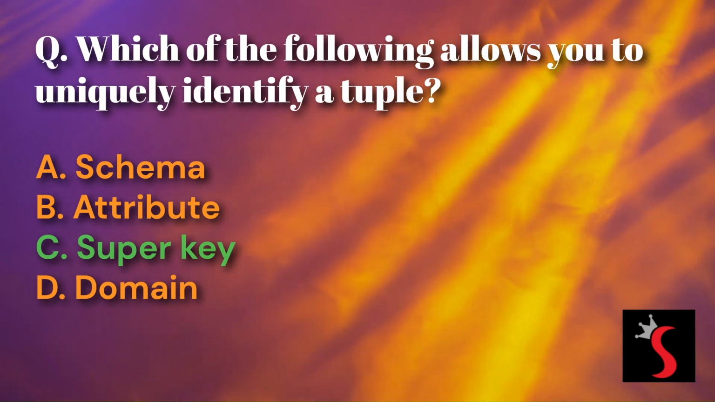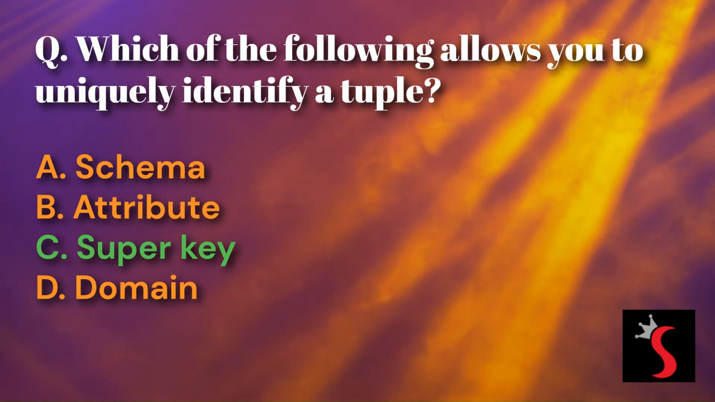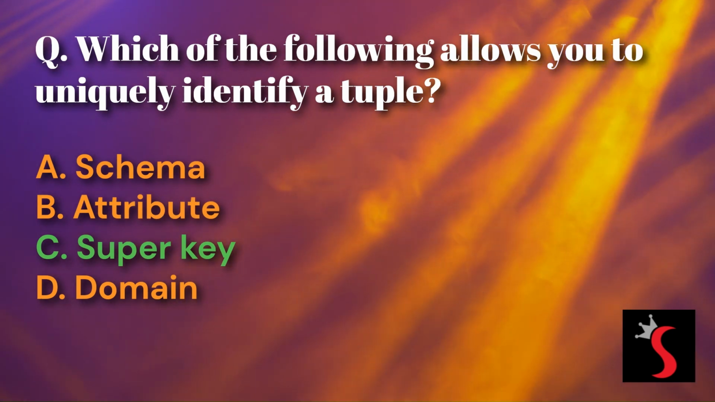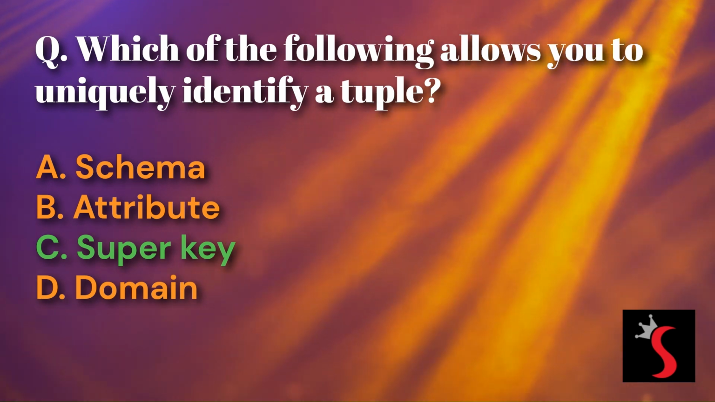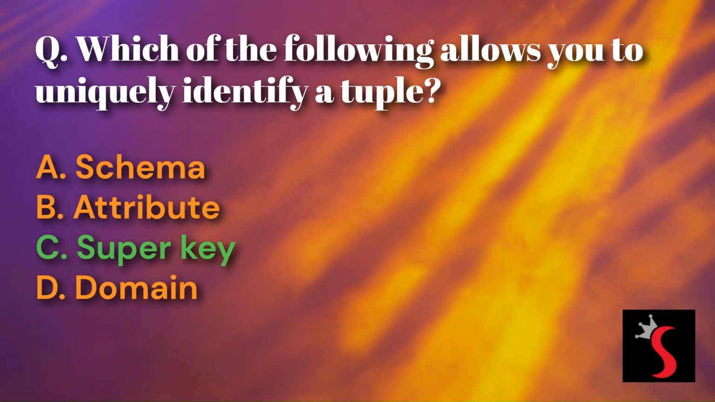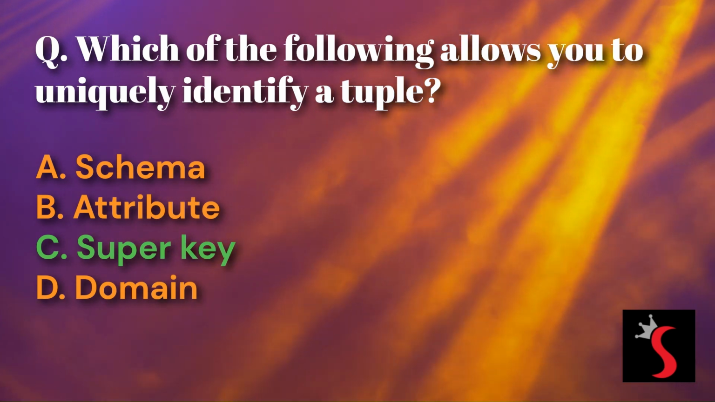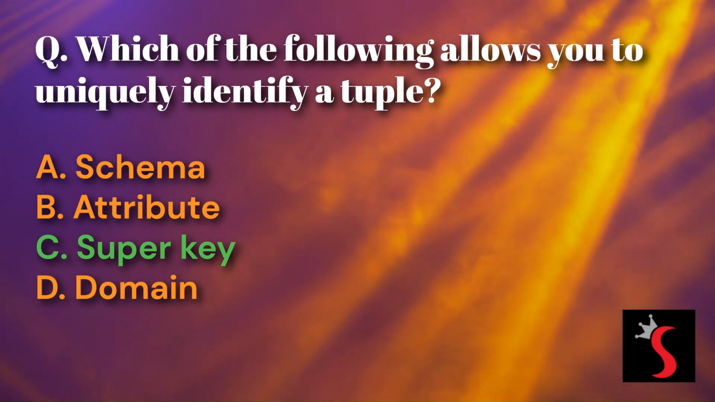Superkey. A primary key is a set of attributes that can uniquely identify the tuples. It is one of the candidate keys which is most suitable to identify a tuple. The value of the primary key in any row can't be null. There can be only one primary key in a table.